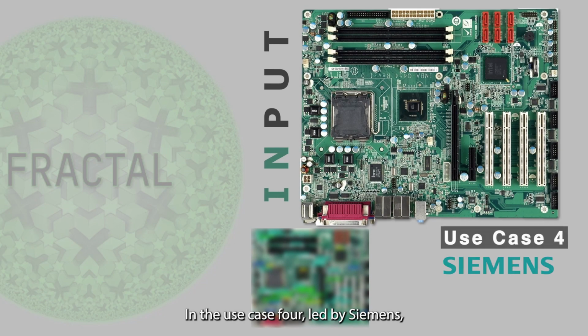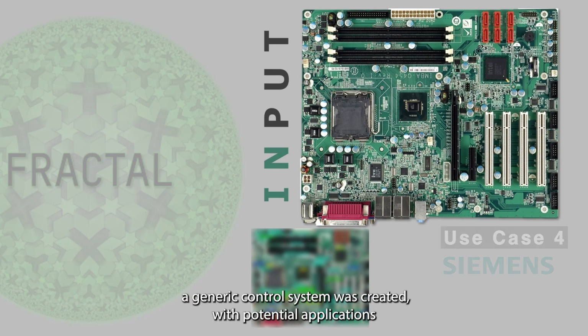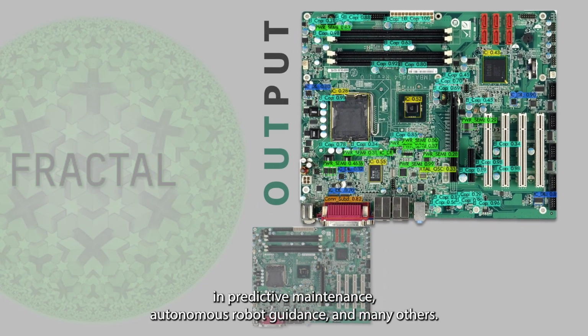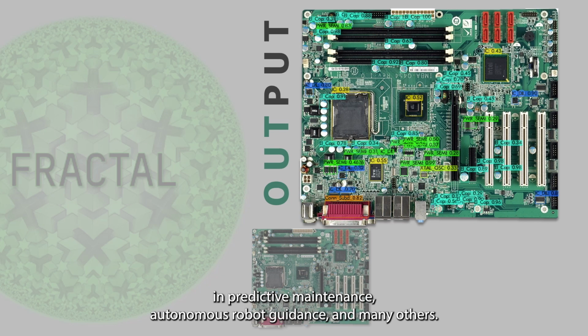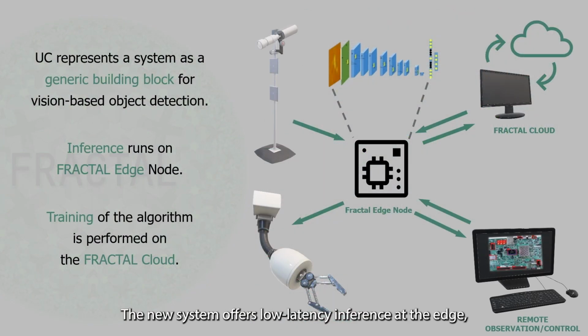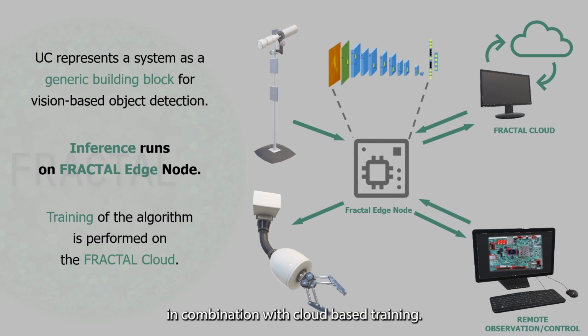In use case 4, led by Siemens, a generic control system was created, with potential applications in predictive maintenance, autonomous robot guidance, and many others. The new system offers low-latency inference at the edge, in combination with cloud-based training.